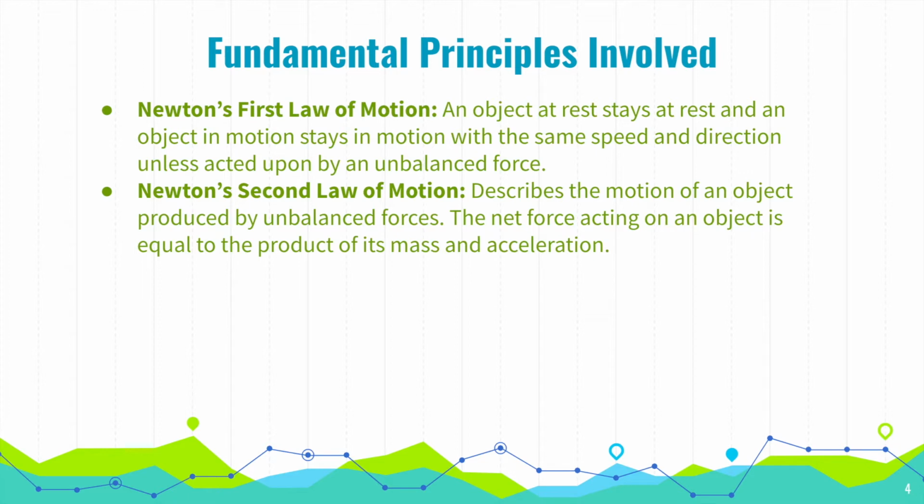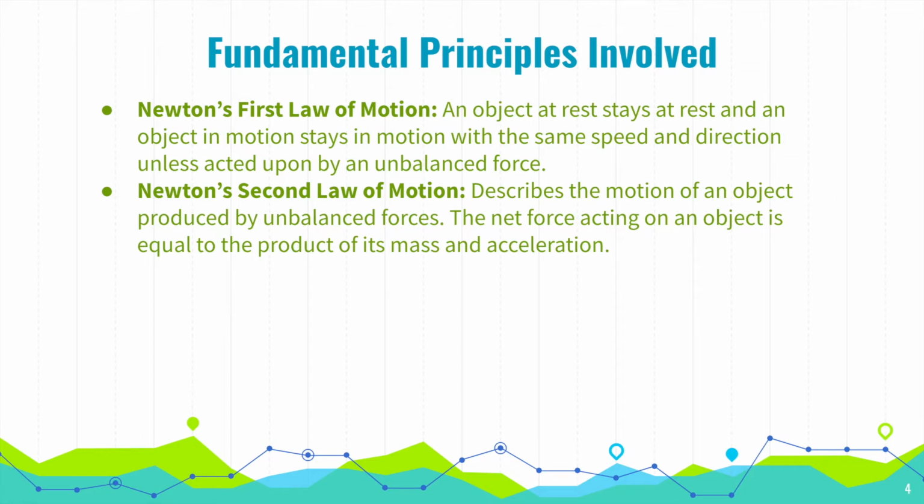To start off, Newton's first law of motion states that an object at rest stays at rest and an object in motion stays in motion with the same speed and direction unless acted upon by an imbalanced force. Also, Newton's second law of motion describes the motion of an object produced by unbalanced forces. The net force acting on an object is equal to the product of its mass and acceleration. Both of these laws are used to explain physics concepts seen in this lab.